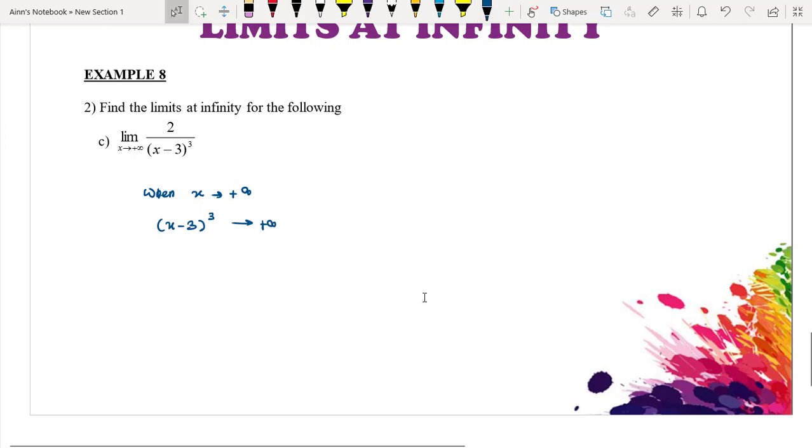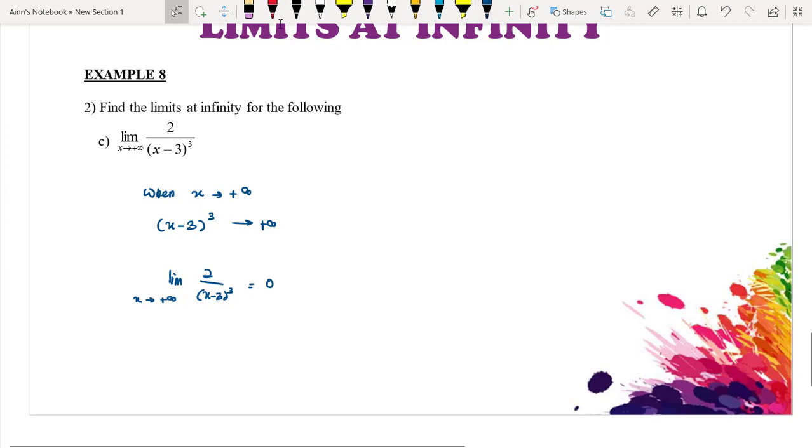So for this question, for the limit of 2 over (x minus 3) cubed as x approaches positive infinity, we know that (x minus 3) cubed approaches positive infinity. So we will have 2 over infinity. Therefore, 2 over infinity equals 0.